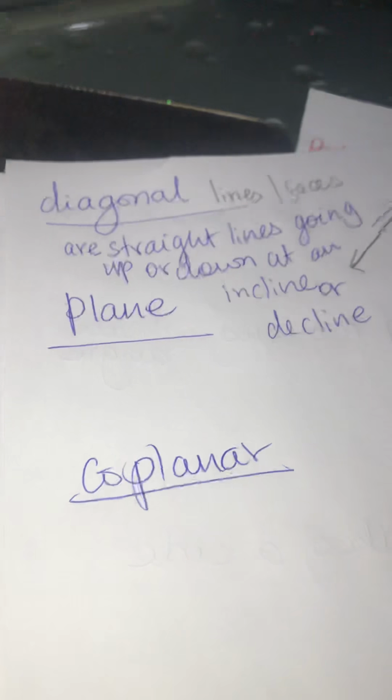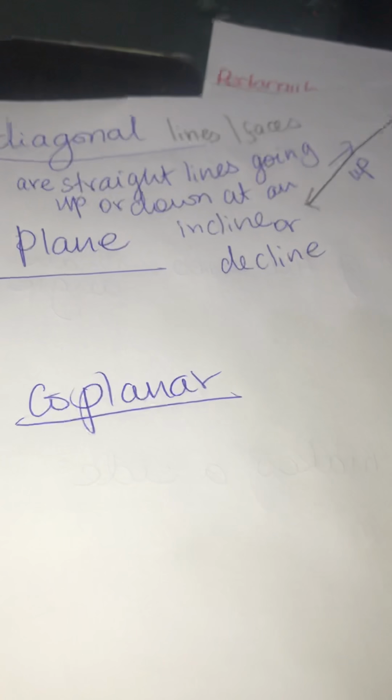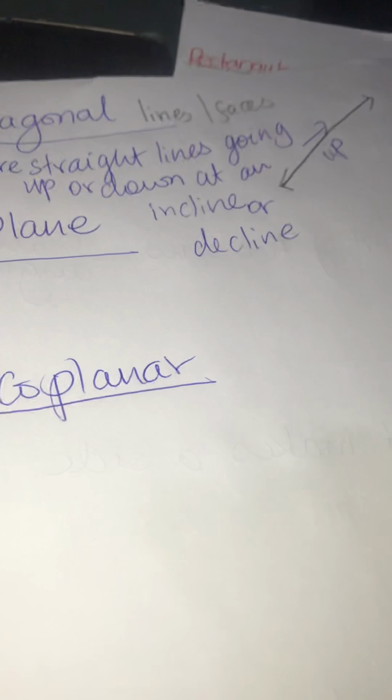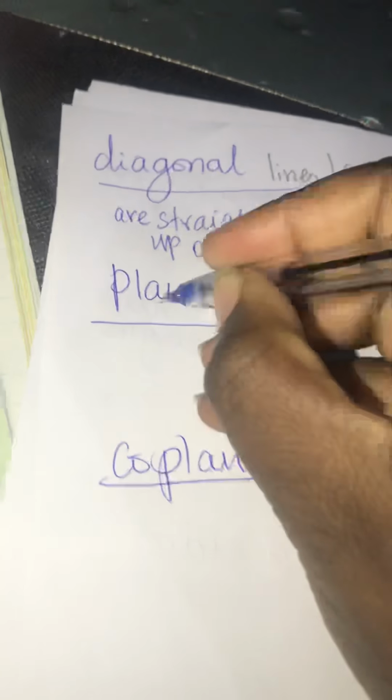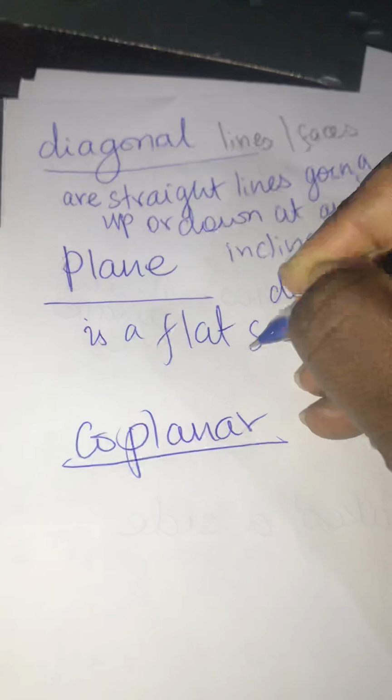Okay? What is a plane? It's a flat surface that goes on forever in all directions. Like my table here is a plane. It is flat. It goes to the right. It goes to the left. This paper is a plane. It is flat. It's a flat surface. Okay? So a plane is a flat surface.